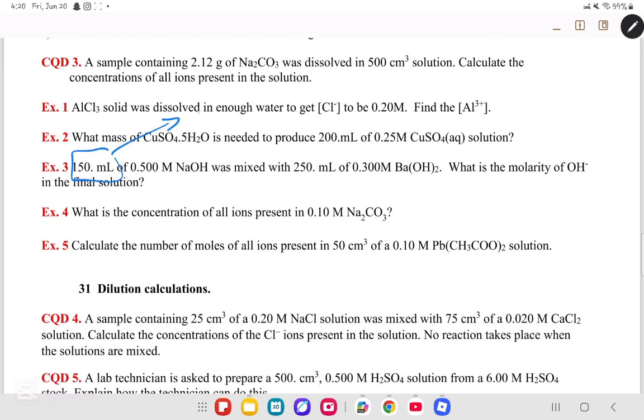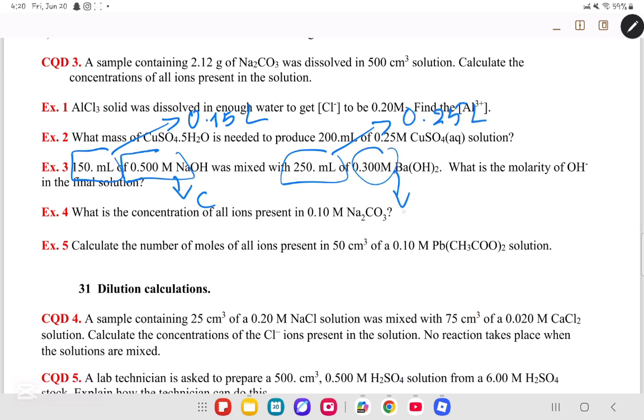150 milliliters, directly change to liters, so 150 divided by 1,000, that's gonna be 0.15 liters of 0.500 molarity. This is our concentration. It was mixed with 250 liters. So again, you will divide by 1,000 to get it in liters. So 0.25 liters of 0.300 molarity. So this is the concentration. Okay. So this one is NaOH, and this is BaOH2. They said, what is the molarity of OH minus in the final solution? So very simply, what I suggest, or what I think we're supposed to do in this case is what?